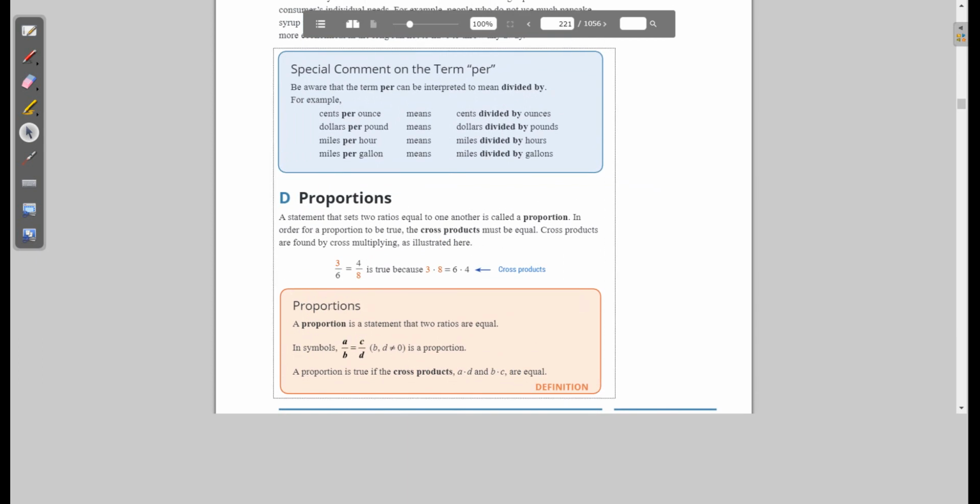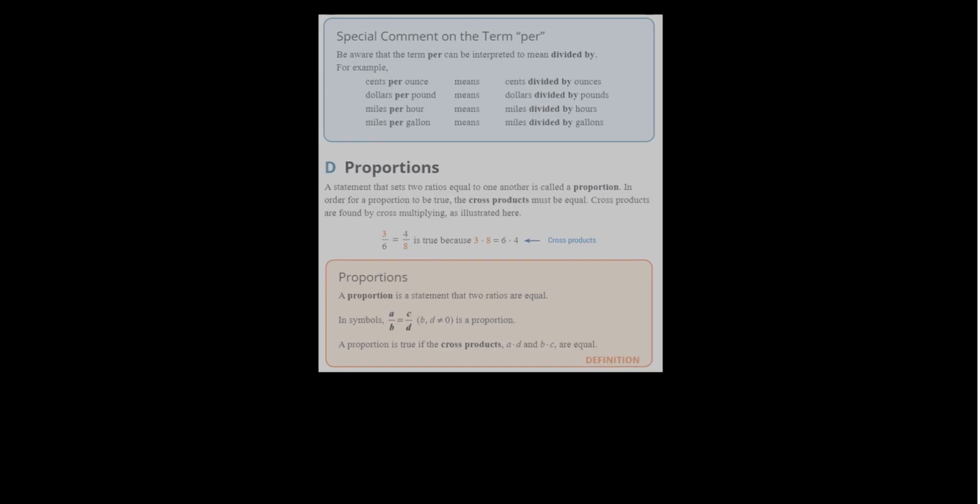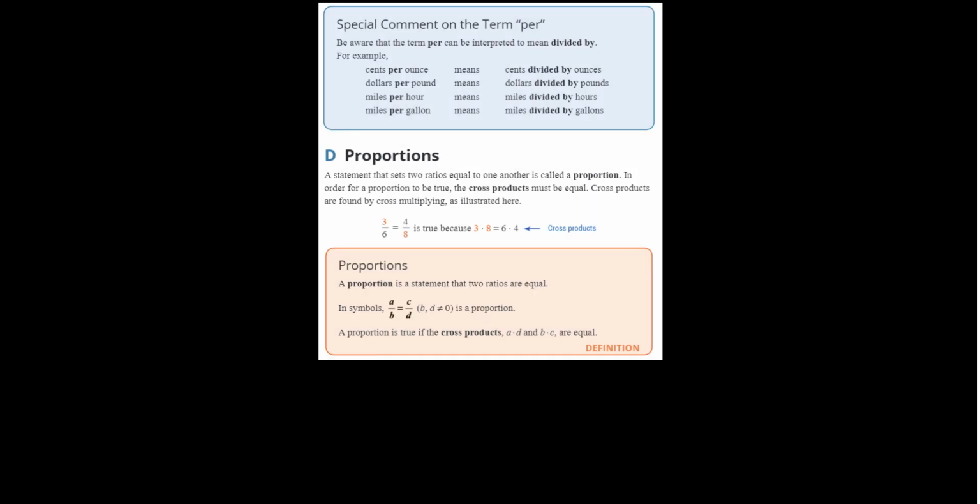Next up is the last part of this section, and that is proportions. But before we begin that, let's start up here at the top. Special comment on the term per, the thing that we just talked about. Be aware that the term per can be interpreted to mean divided by. Of course, we are doing a lot of ratios. So cents per ounce is basically cents divided by ounce, which is essentially what we did in the previous example.